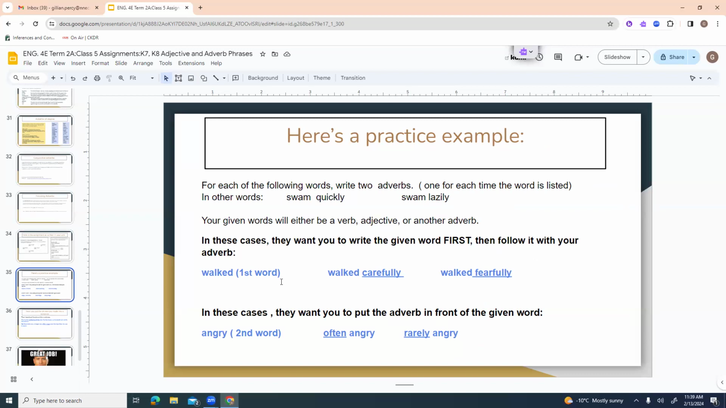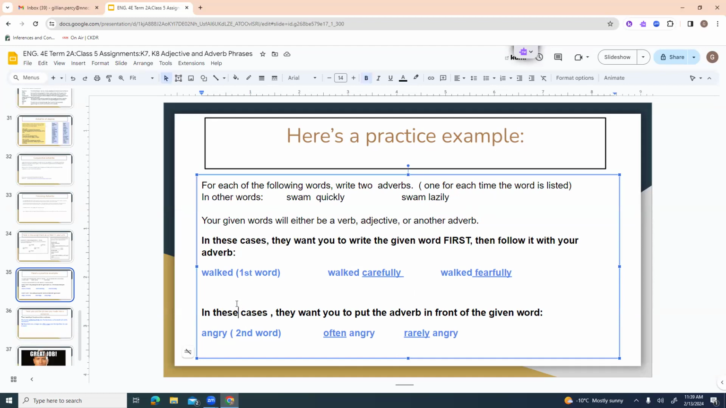For each of the following words, write 2 adverbs. So for example, swam quickly, or I could write swam lazily. The given words could be a verb, an adjective, or another adverb. In some cases, they want you to write the given word first. So if walked is the first word, then it comes first, and then you would write your adverb. So like walked carefully, walked fearfully.